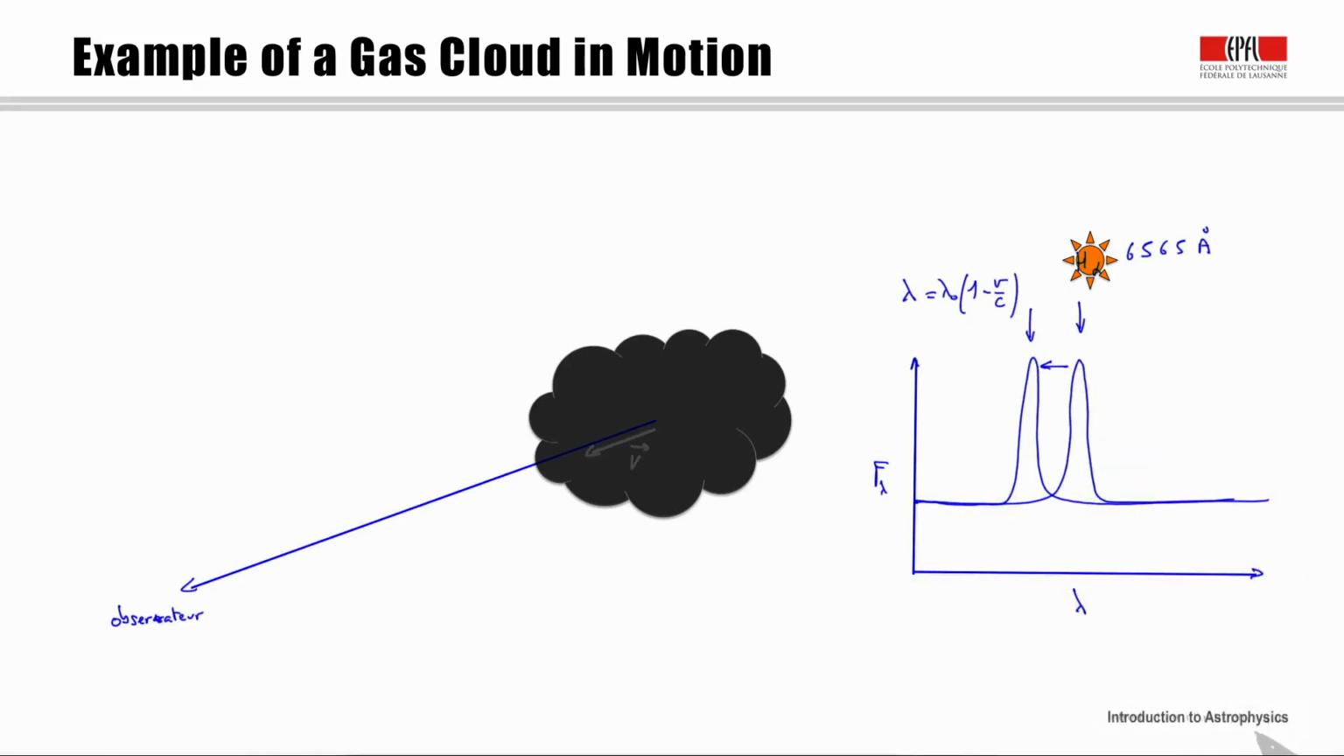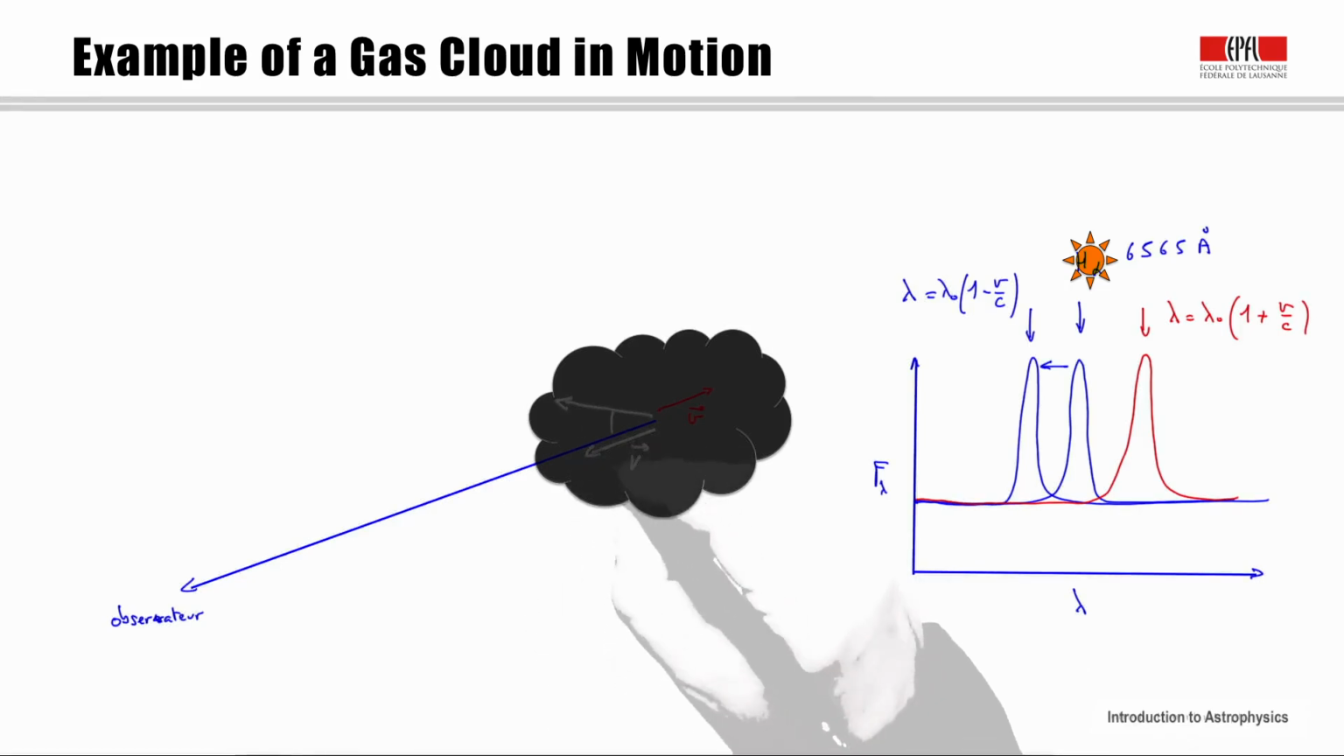Conversely, if the velocity vector is in the opposite direction, so when the source moves away from the observer, then we observe a redshift, and the spectrum shifts towards red, and will be seen in this way. The redshifted line will have the wavelength lambda equals lambda 0 times 1 plus v divided by c. So in this case, the cloud moves towards the observer. If the cloud moves in a different direction than along the line of sight to the observer, we can choose, for example, this direction. One has to multiply the velocity v by the cosine of the angle theta.